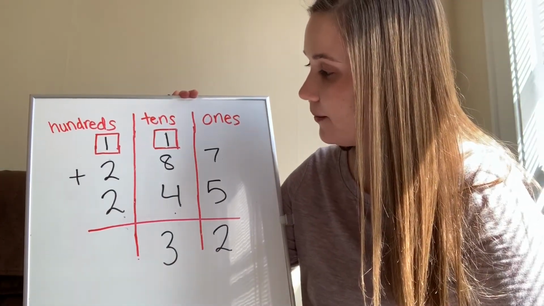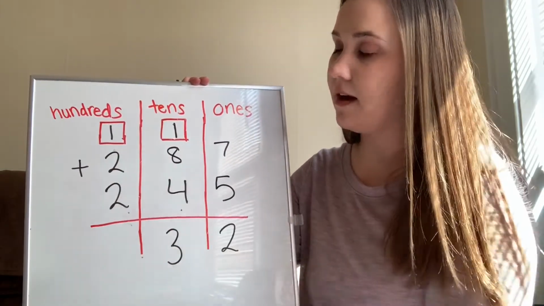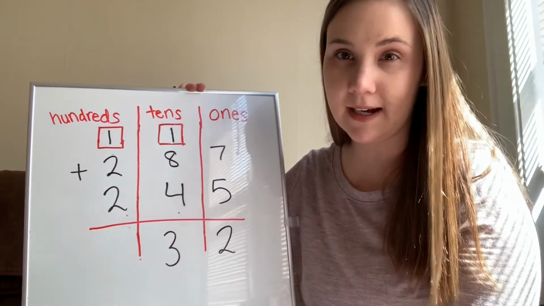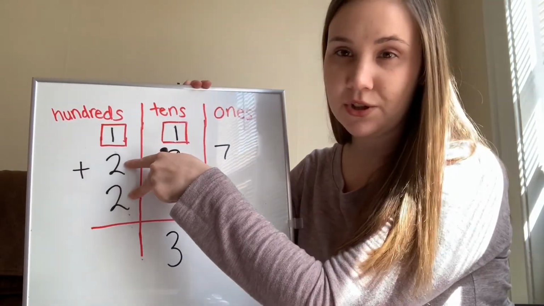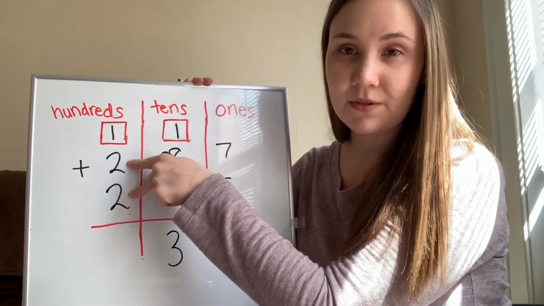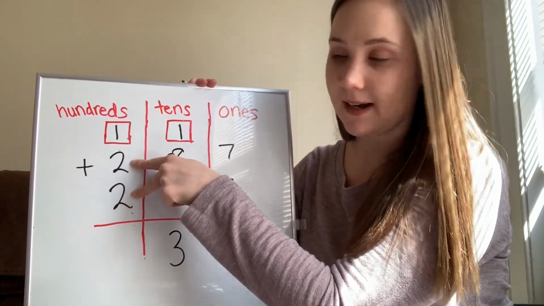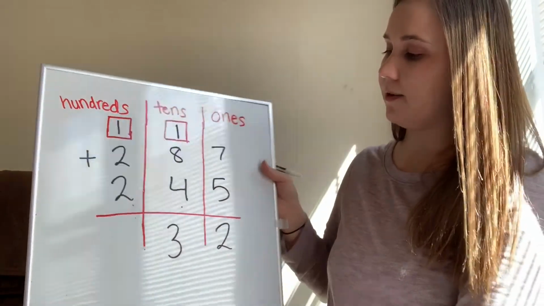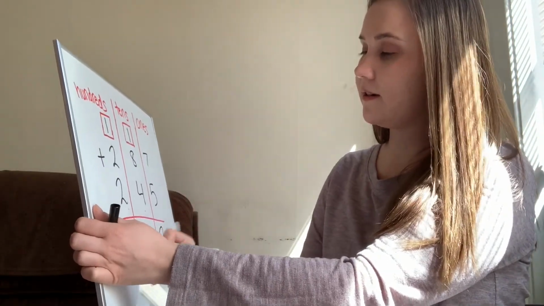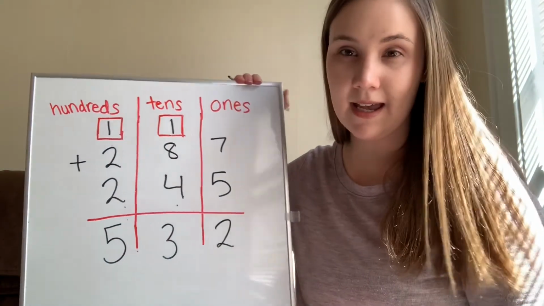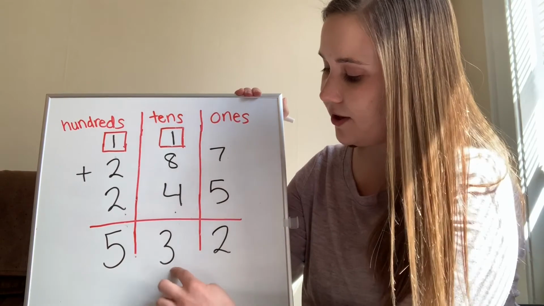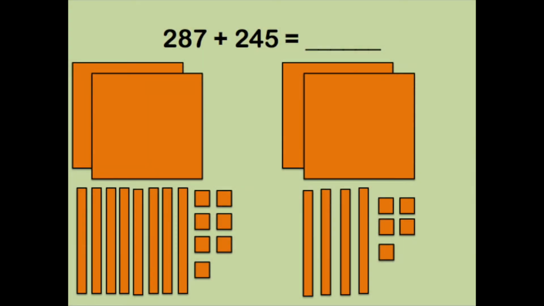Okay, now we can add all of our digits in the hundreds column. So I know my doubles facts very easily, so I'm going to add 2 plus 2 first. What is 2 plus 2? If you said 4, that is correct. And then I know that 4 plus 1 equals 5. So I'm going to write 5 underneath the hundreds place. And we're all done. So the sum or the answer to this problem is 532.